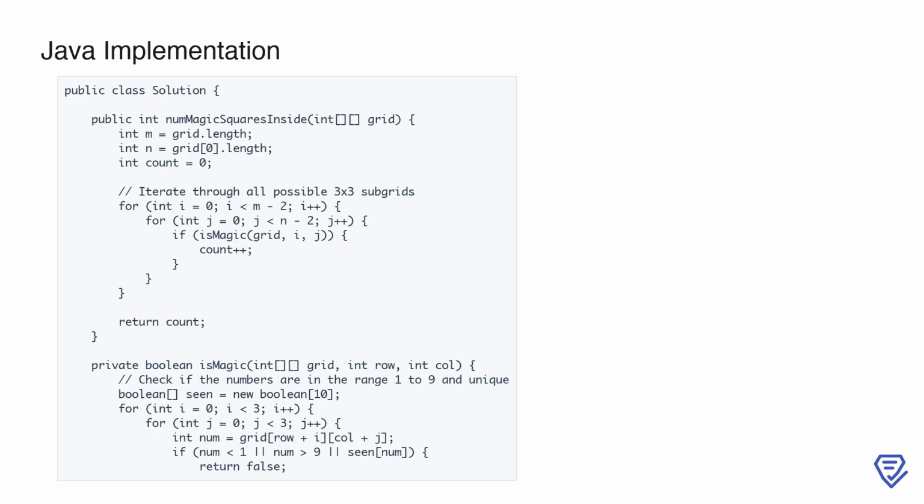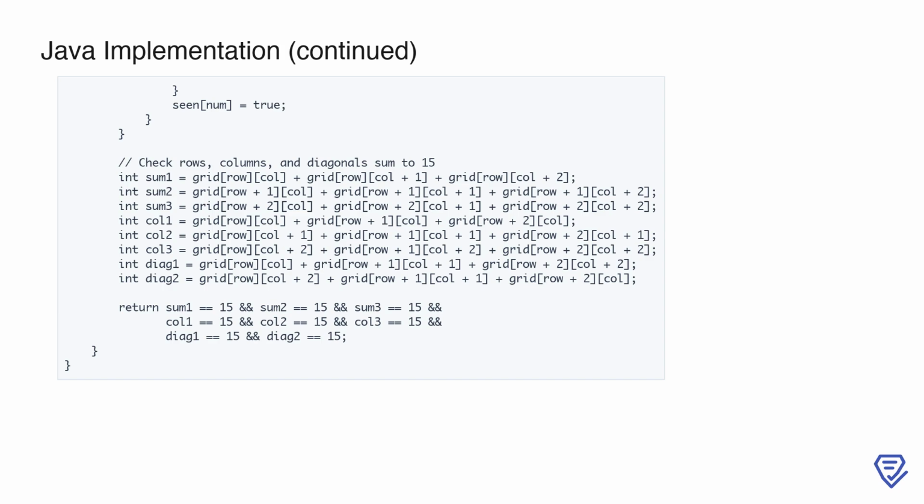Now, let's look at the helper method isMagic, which performs the validation for each 3 by 3 subgrid. The first step in this method is to verify that all numbers within the subgrid are unique and within the range of 1 to 9. To achieve this, we use a Boolean array called seen with 10 elements, initialized to false. We then iterate through each cell of the 3 by 3 grid and check whether the number is within the valid range and hasn't been seen before. If any number fails this check, the function immediately returns false.